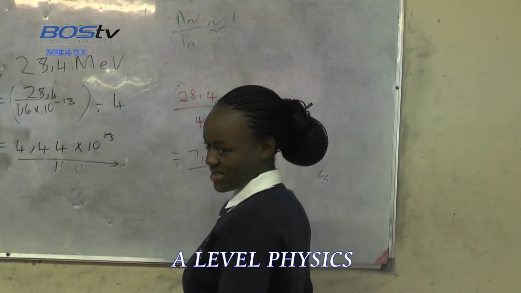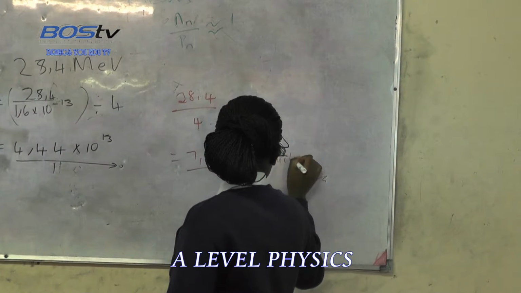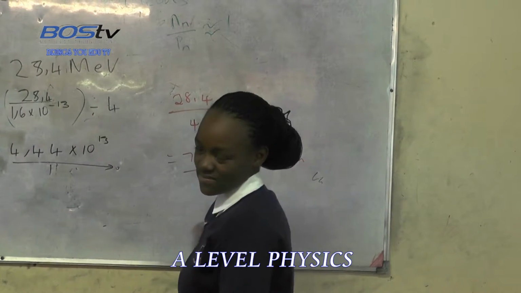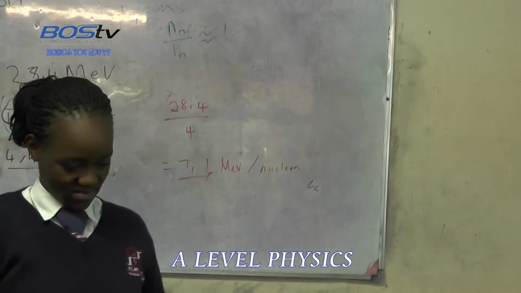Okay, you can assist him. So your answer is what? Mega electron volts per nucleon. He wanted to use joules per nucleon. So go ahead and do that.